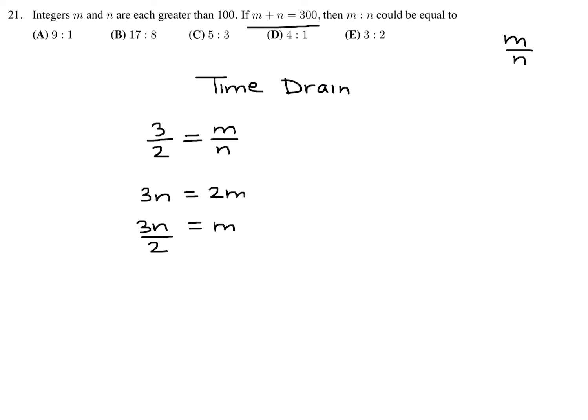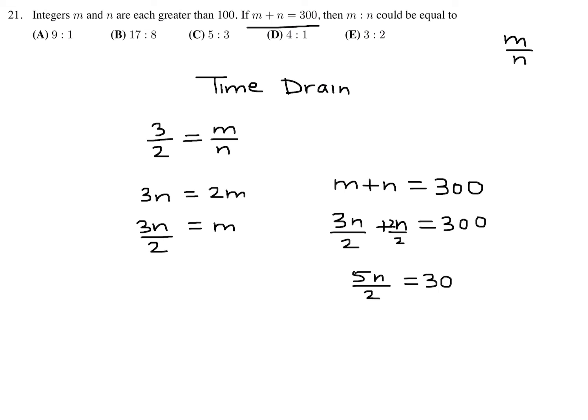Now plug it back into our main equation, m plus n is equal to 300. M we just figured out was 3n over 2, and you add that to n. And if you get a common denominator, you'll get 2 over 2 like that. So it'll be 5n over 2 is equal to 300. 5n is therefore 600, and therefore n is equal to 600 divided by 5, which is 120. Substitute n back into here, and that will give you m is equal to 180.